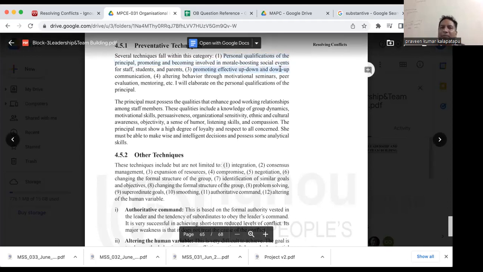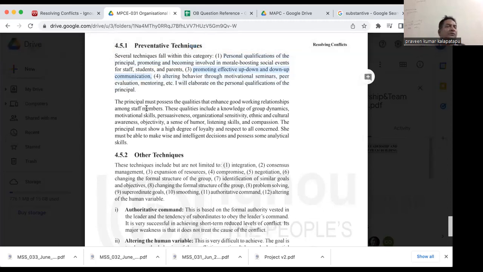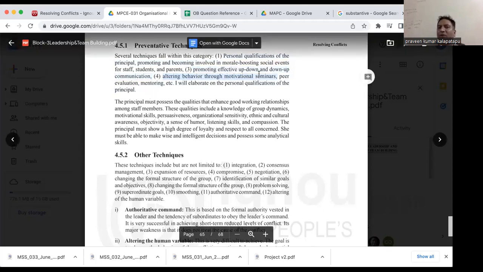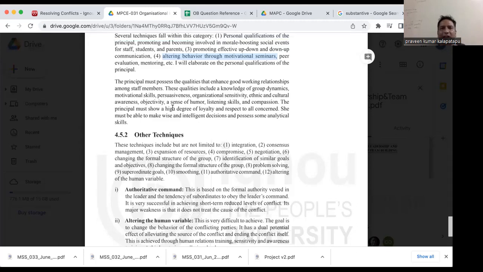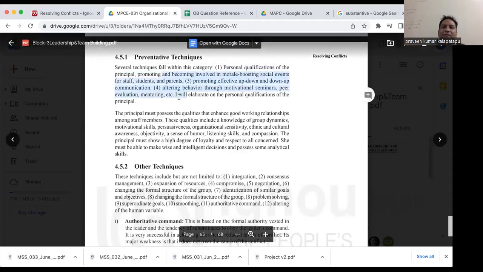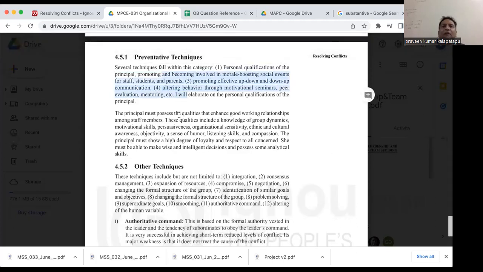Promoting effective up-down, down-up communication. Basically you talk to your subordinates, you talk to your bosses, etc. That communication is important, right? Altering behavior through motivational seminars. You keep motivating people, peer evaluation, mentoring, etc. So these are some of the aspects which could help to prevent the conflict. Conflict doesn't even occur, right?